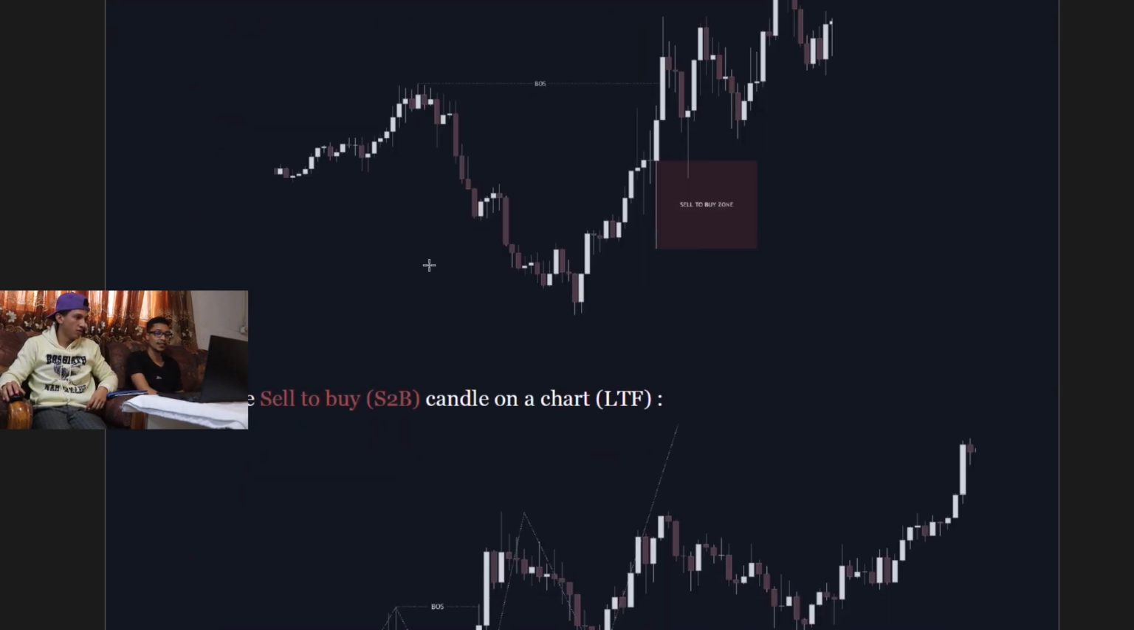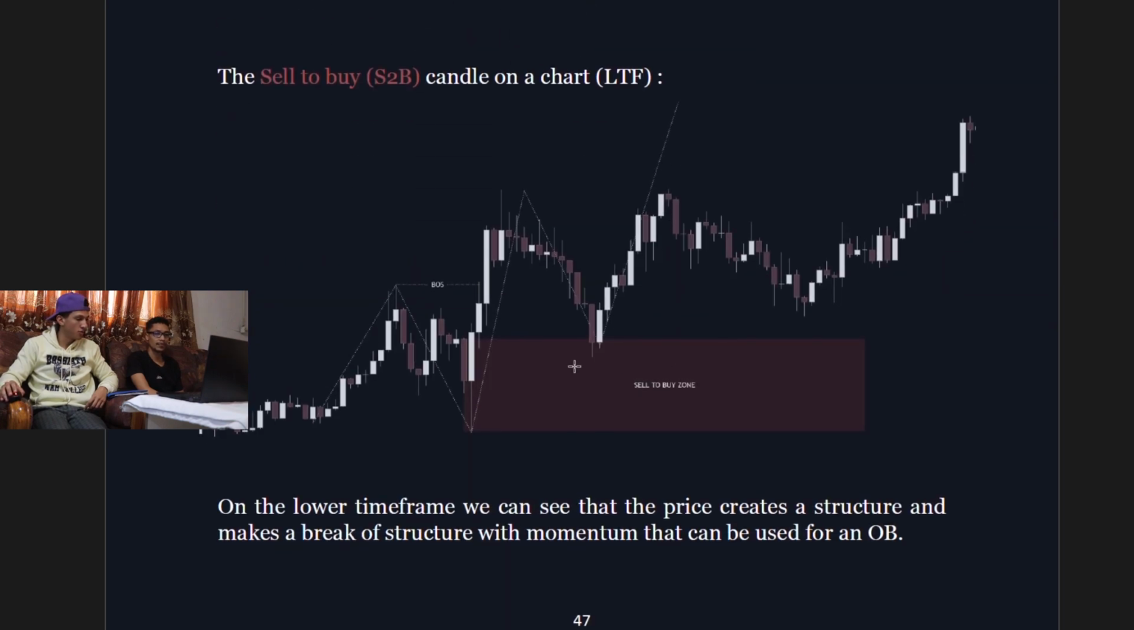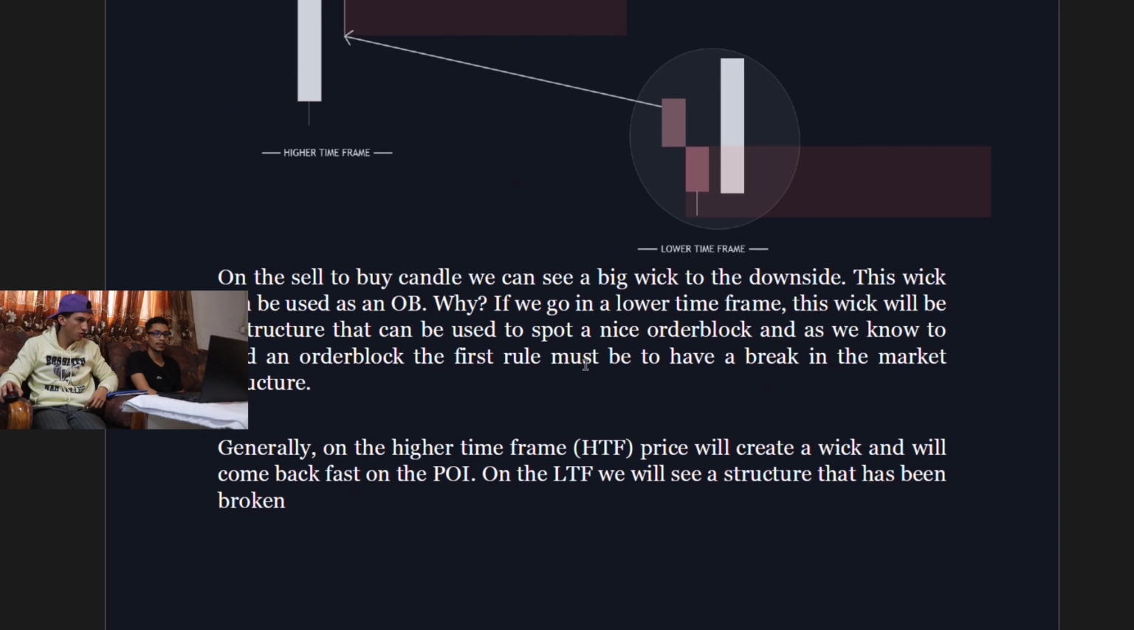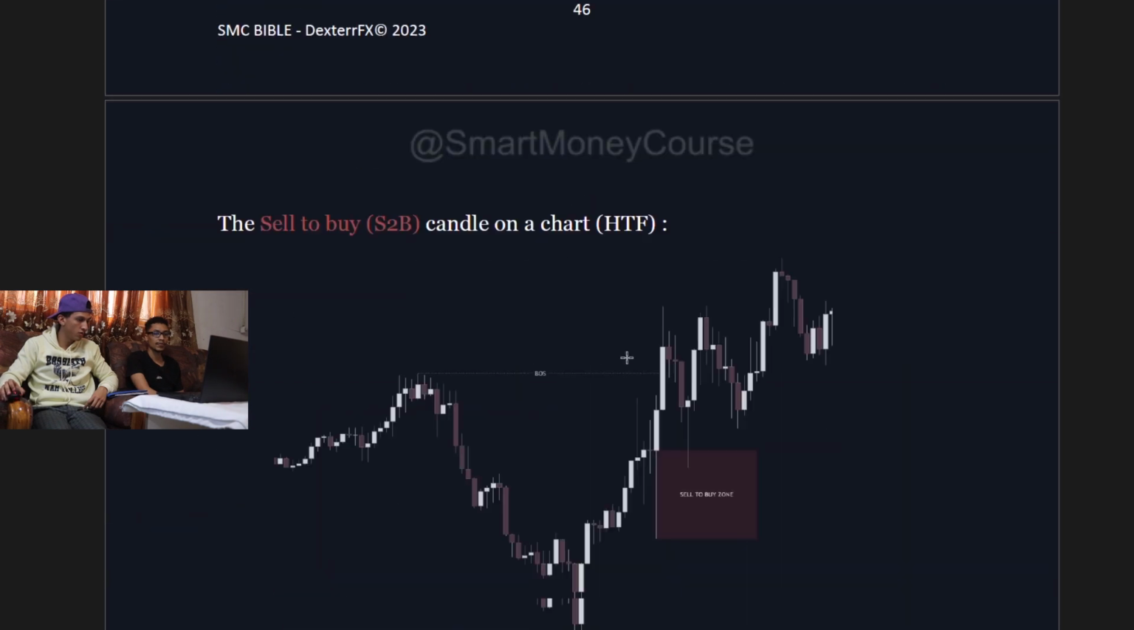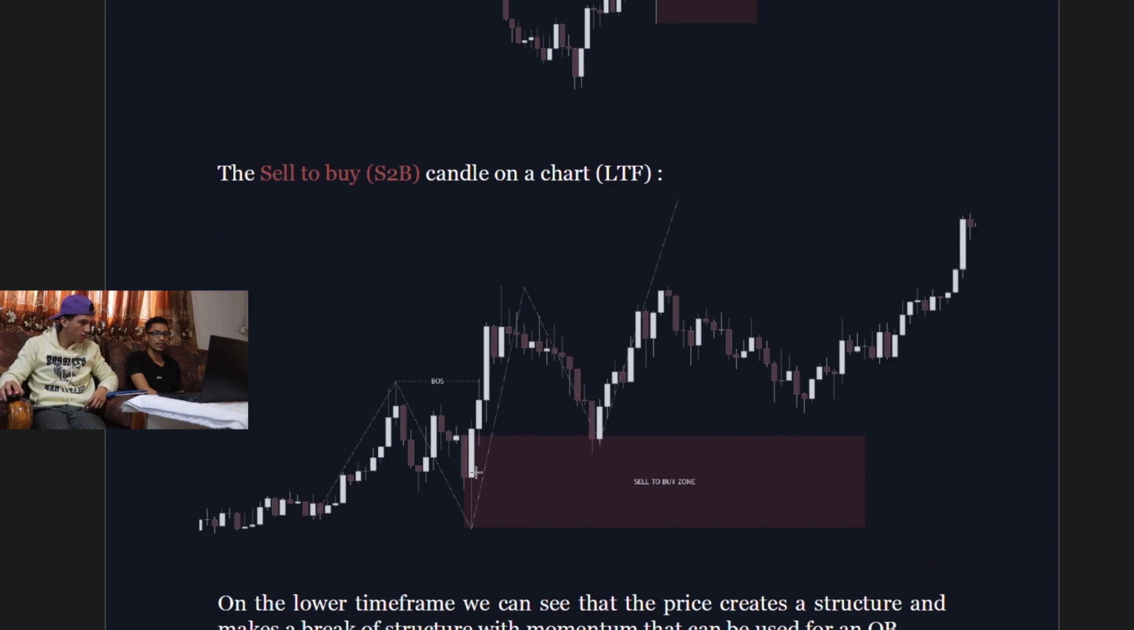This is our sell to buy on the lower time frame. They're giving the higher time frame and the lower time frame, as we can see here, and there we can now identify our order block. Look at the spot here again, and there we have it again.